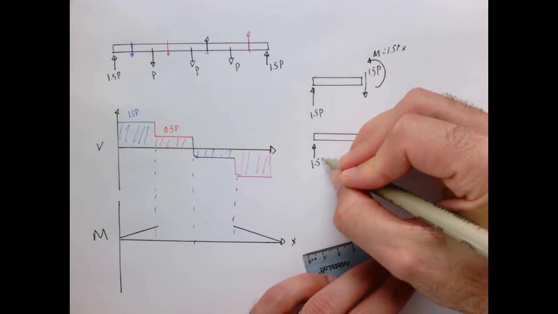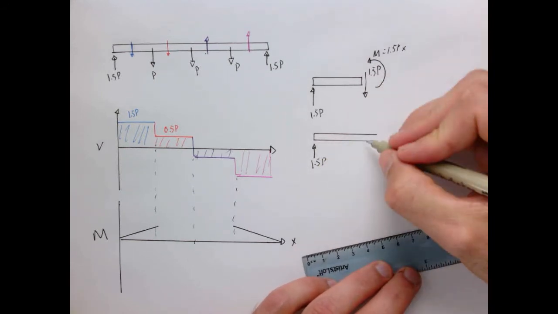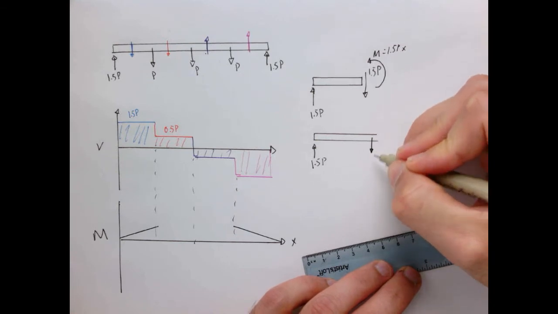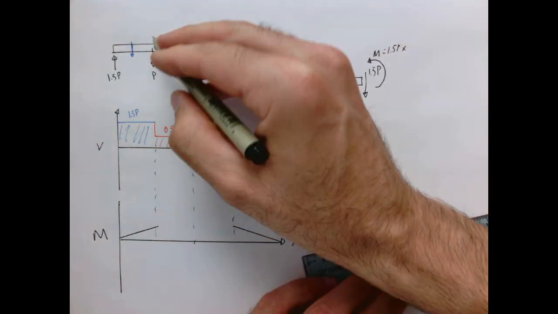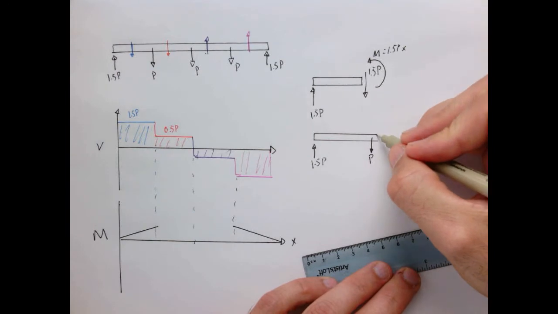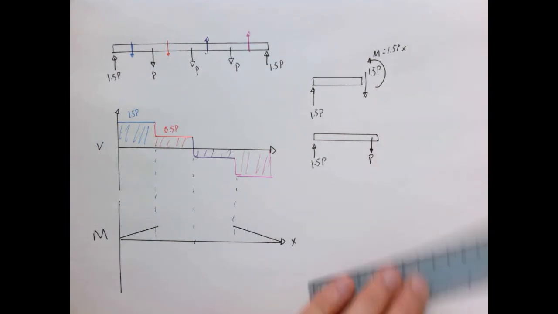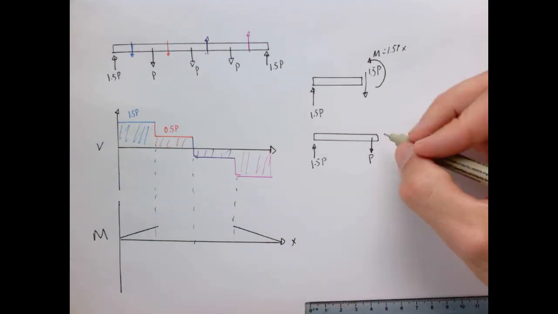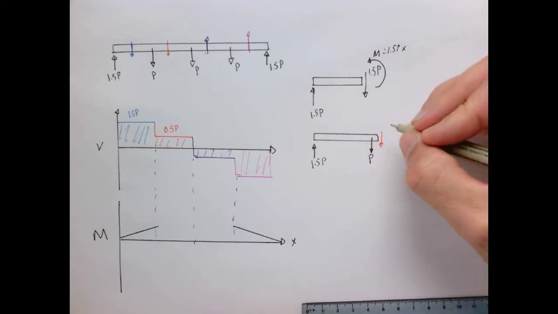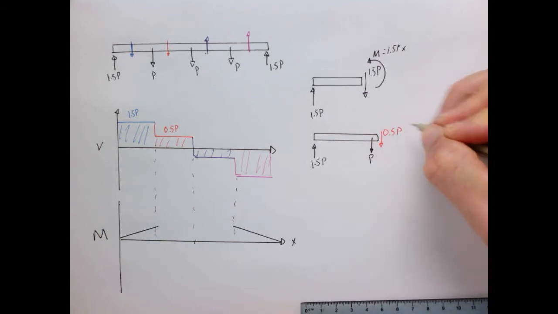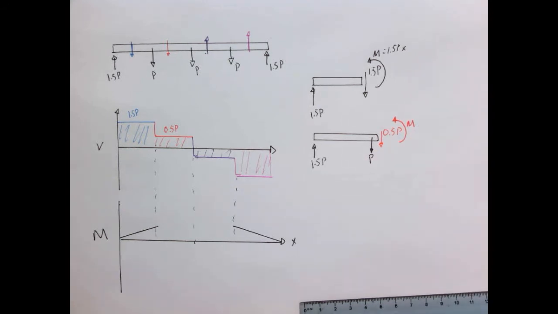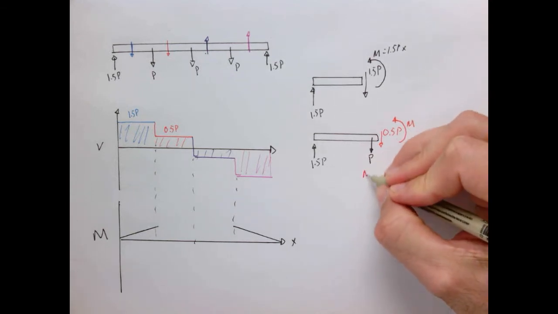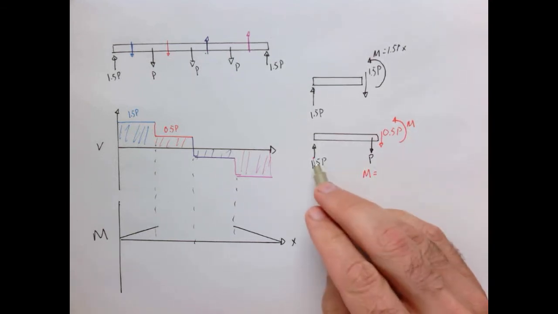So we have 1.5 P going that way. We have P going down, right? So I'm just drawing up to this point here. So that means our shear force, like we said, is going to be downwards of 0.5 P. And then we have some moment twisting the beam in that direction. Now we can work out what this is. It's quite simple. We have two contributions to the moment.